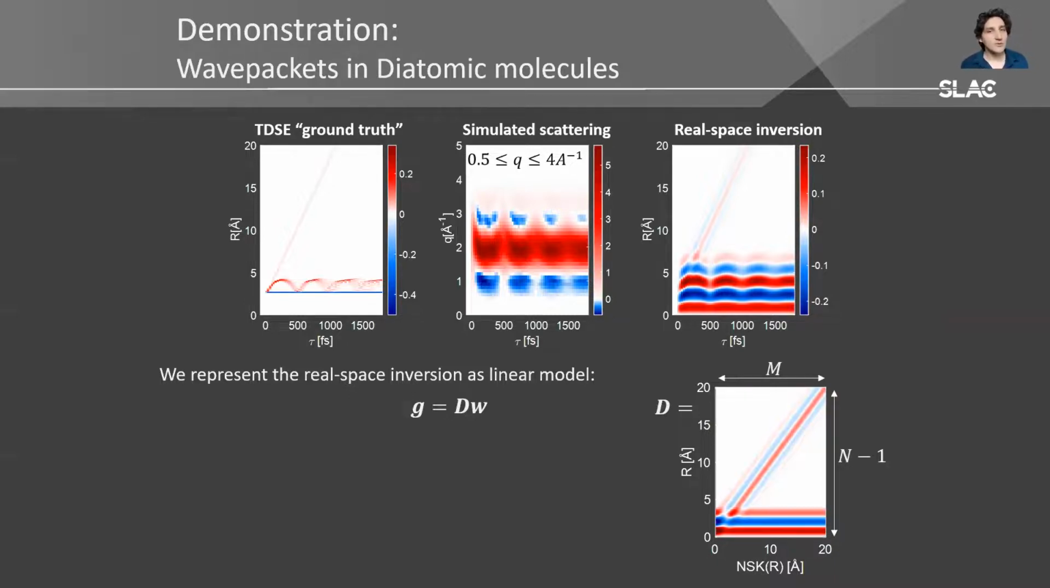We use this ground truth and simulate the scattering signal. We add noise, and we apply the measurement constraint by discretization and truncation to the 0.5 to 4 inverse angstrom range as before. We inverse transform to real space and see how the limited Q range restricts the way we can interpret the inversion. Now, we'd like to represent this distorted real space inversion in a linear model in terms of that dictionary that is composed of the scattering kernels, and how much each kernel contributes given a weight vector, W.